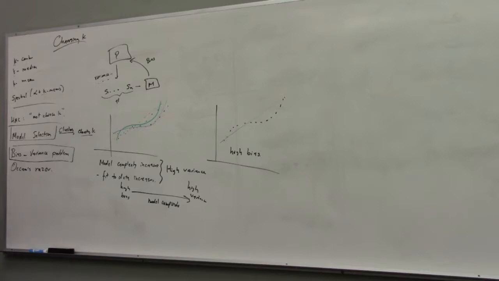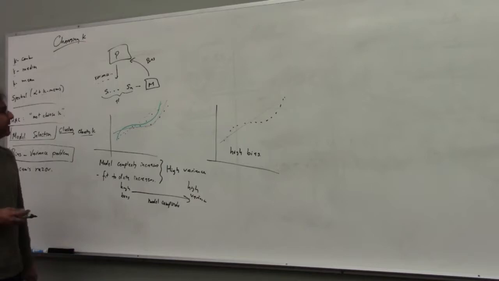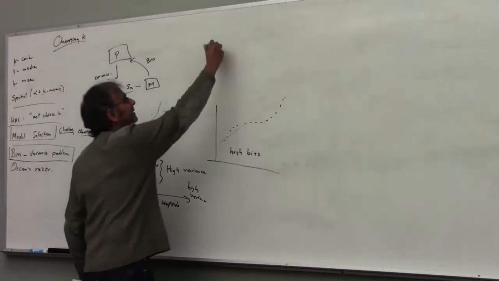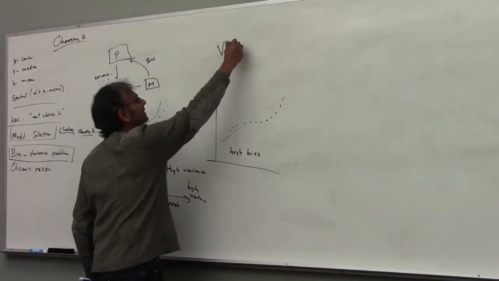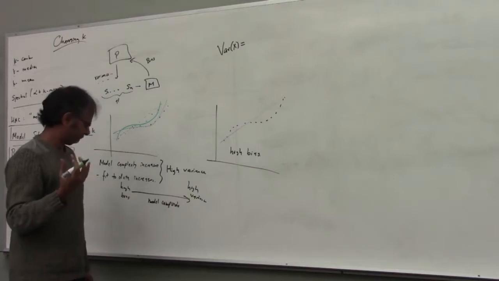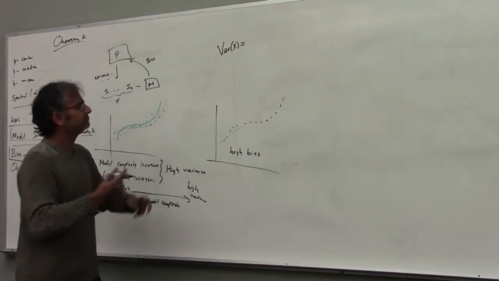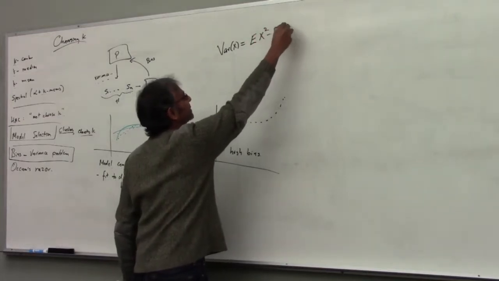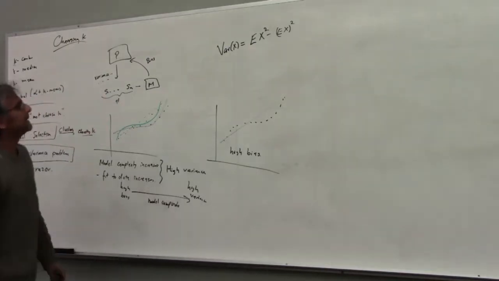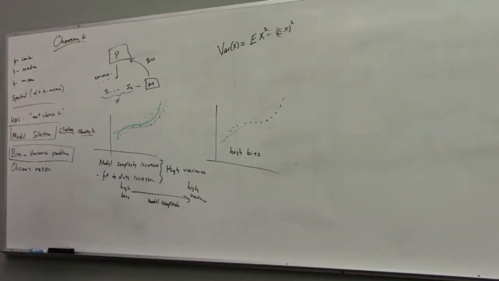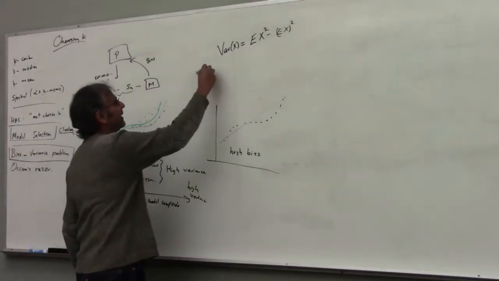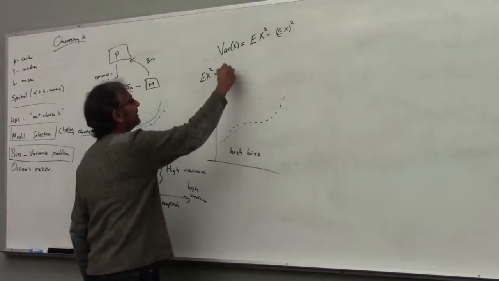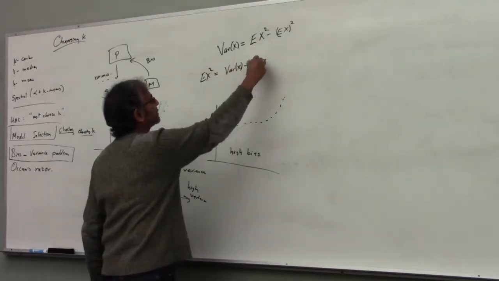So for example, let's see. The variance of a random variable can be written as the expectation of (x minus mu) squared, or the expected value of x squared minus the expected value of x, whole squared. Right? Where am I going with this? So the expected value of x squared is equal to the variance plus the mean squared.